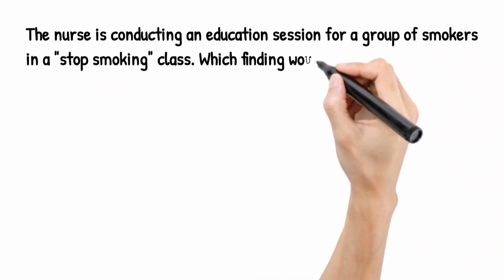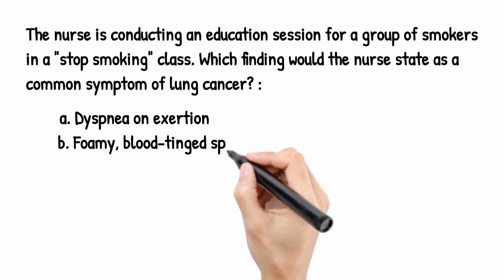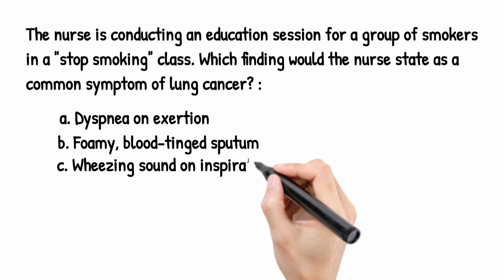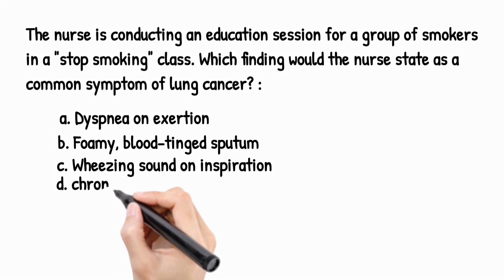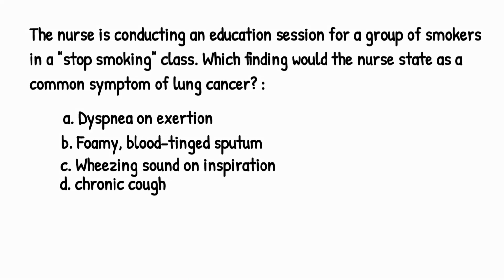The nurse is conducting an education session for a group of smokers in a stop smoking class. Which finding would the nurse state as a common symptom of lung cancer? Option A, dyspnea on exertion. Option B, foaming blood-tinged sputum. Option C, wheezing sound on inspiration. Option D, chronic cough. The answer is option D, chronic cough.